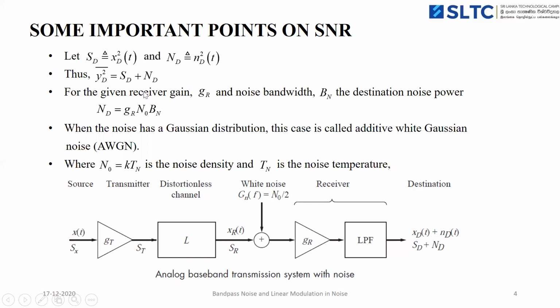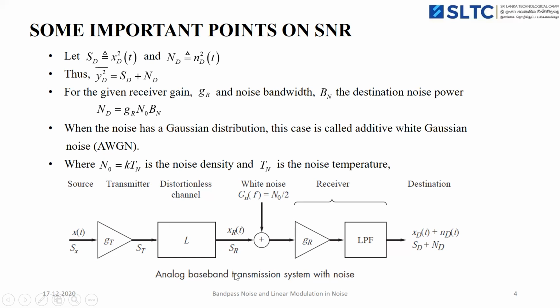For the given receiver gain GR and noise bandwidth BN, the destination noise power ND will be calculated as GR times N0 times BN, where GR is the gain of the receiver, N0 is the noise density, which is a product of K and T, and BN is the bandwidth of the filter. We can assume the noise follows a Gaussian distribution. Such noise is called additive white Gaussian noise, where N0 equals K times Tn, K is the Boltzmann constant, and Tn is the noise temperature.